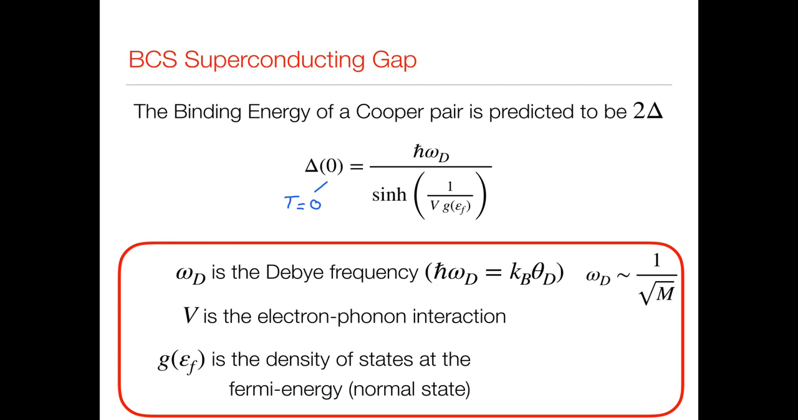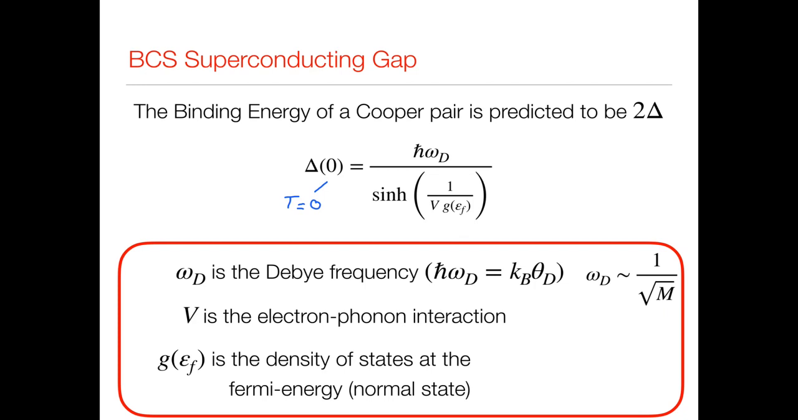So that's the strength of, it's related to how much those two electrons are attracted to each other via the lattice. Okay, so that's the mechanism I was talking about on the other page. And it also involves the density of states at the Fermi energy in the normal material. So we want the material in the normal case, we're expecting it here to be a metal. Okay, so there is actually a density of states at the Fermi energy. And so BCS says that if we're able to know those things, then we can calculate what the binding energy of the Cooper pair is predicted to be.